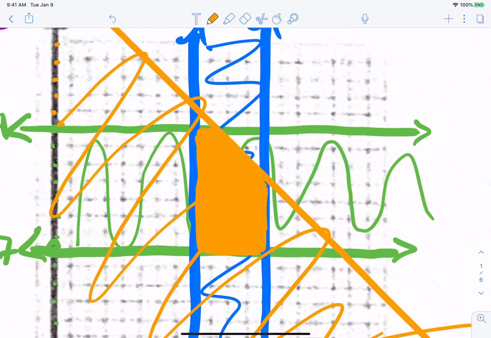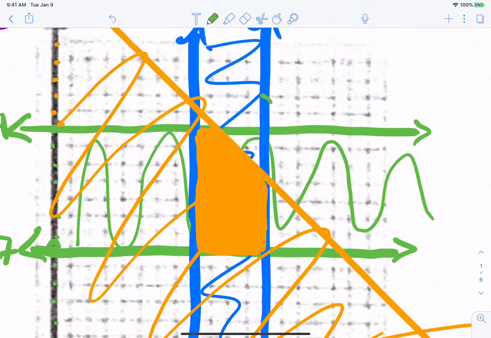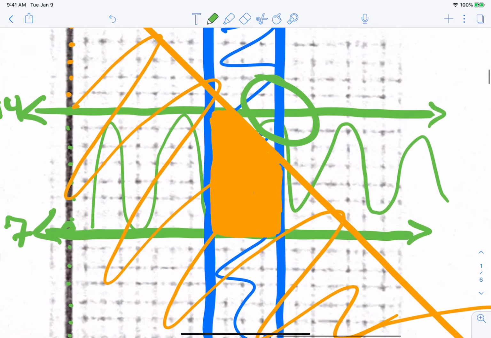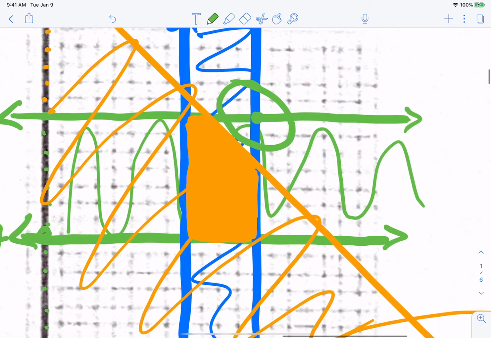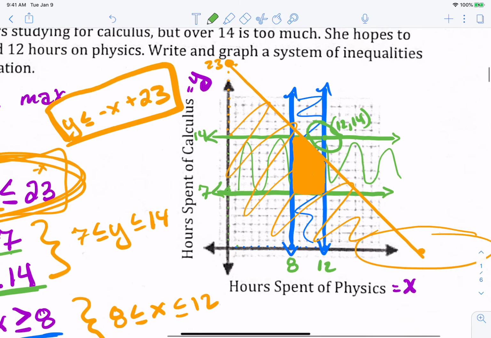So we had a rectangle before, but now we've lumped the corner off, which means anything that was in this range right here is no longer acceptable. We cannot have 12 hours of physics and 14 hours of calculus. This would be the point 12, comma 14. That's 26 hours and we only have 23 hours to devote, right? So we can pick anything that is in that region.